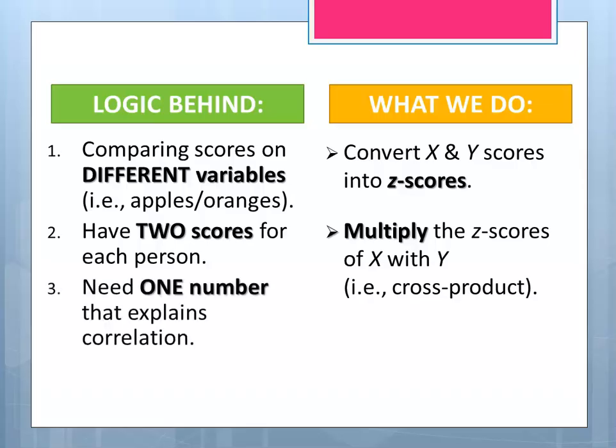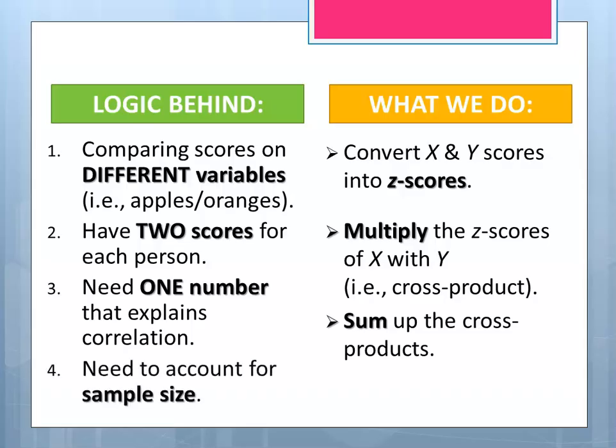Third, recall that the simplest definition of the word coefficient is a single number. So guess what? We need one number to explain the correlation. Therefore, we will sum up or add up the cross products from the previous step so we can get a single number. Finally, we need to account for sample size. Therefore, we will divide the sum from the previous step by n, or the total number of participants. Phew! That was a lot of steps to get to a single number value of correlation coefficient.